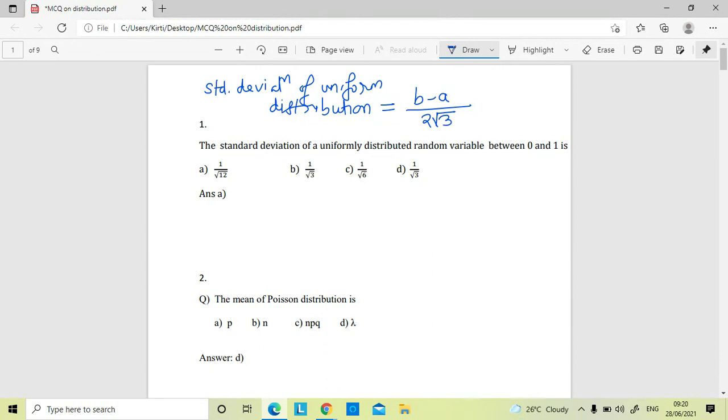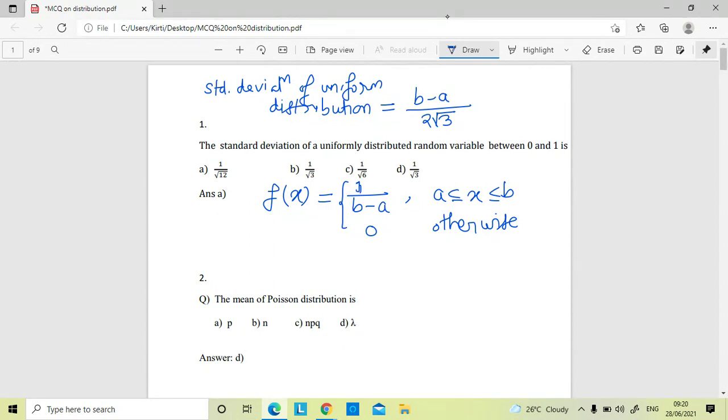So what are b and a here? The uniform distribution is defined as f of x equal to 1 upon b minus a, for a less than or equal to x less than or equal to b, and 0 otherwise. Here a and b are the interval over which the probability density function is defined. So it is defined as 1 upon b minus a.